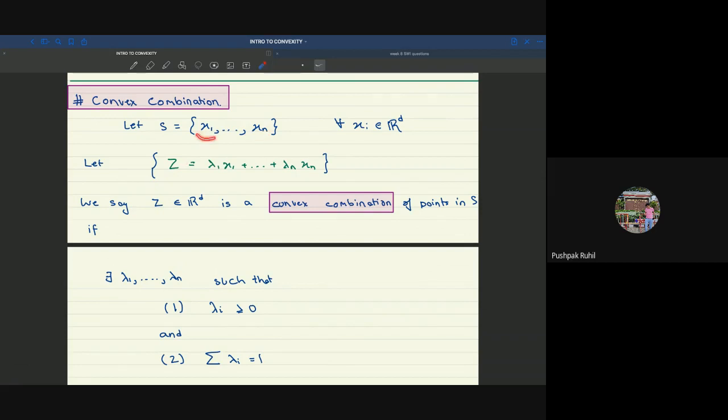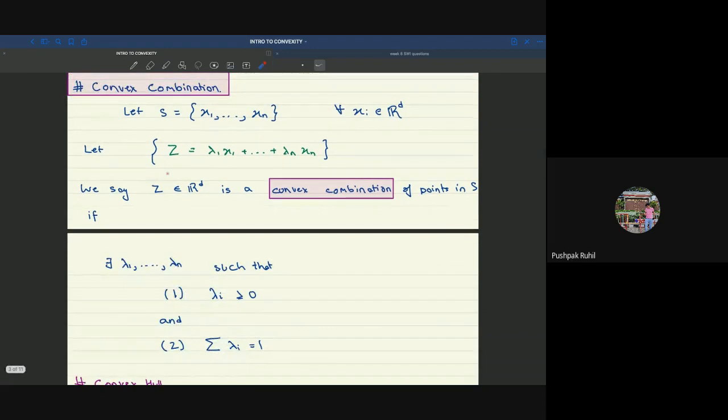Now, using these n points, you form one linear combination. A linear combination is just you multiply each point with a scalar number and then you add them up. Initially, we are just saying that Z is a linear combination. This linear combination will be a convex combination if two conditions hold true. What are these two conditions? We have Z equal to lambda 1 x1 plus up to lambda n xn.